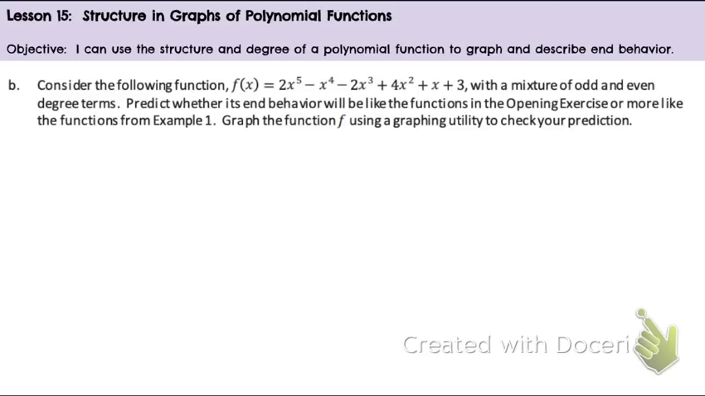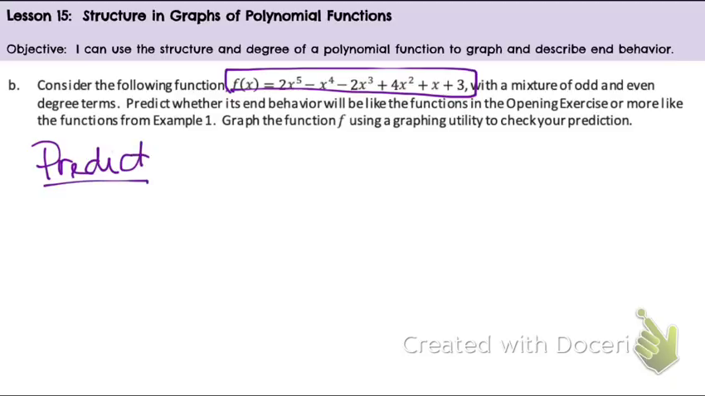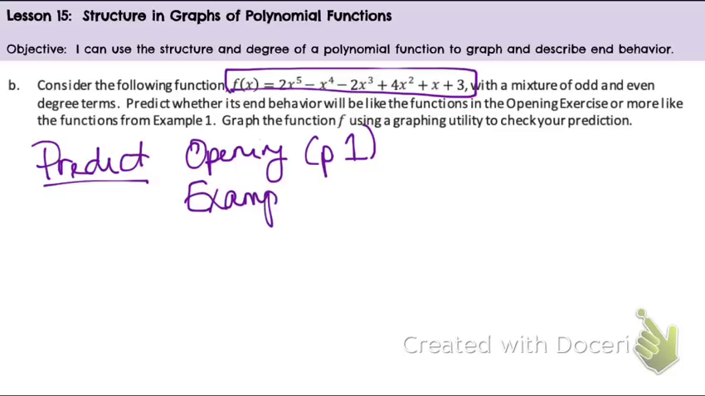Okay, so now that you've done exercise 1A, we're going to do something similar with 1B. It's exactly the same thing. They give you a new function and you have to predict whether it's going to look like the opening exercise, which was on page 1, or is it going to look like example 1, which was on page 2. So based on the structure of that function, what's it going to look like? Make your prediction, plug it into Desmos, sketch it on your paper, and say if your prediction was correct or not.